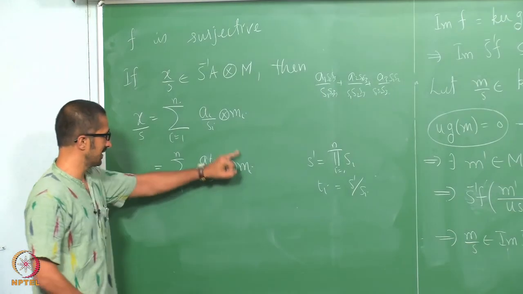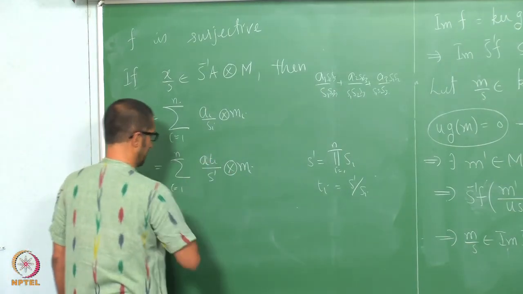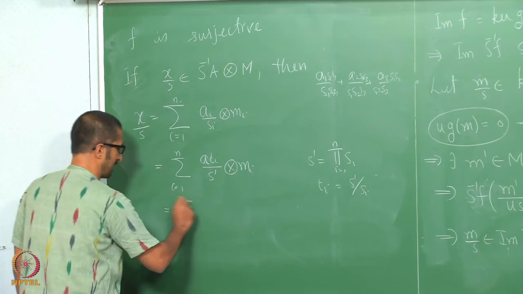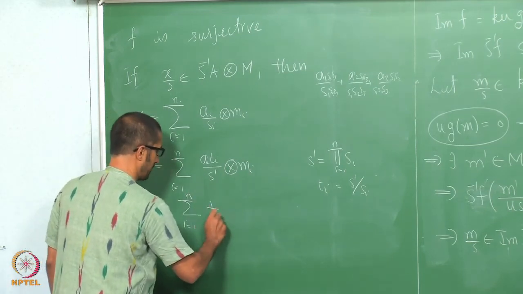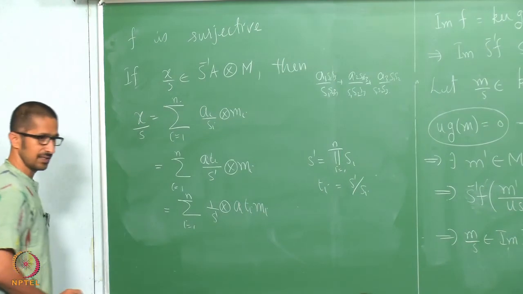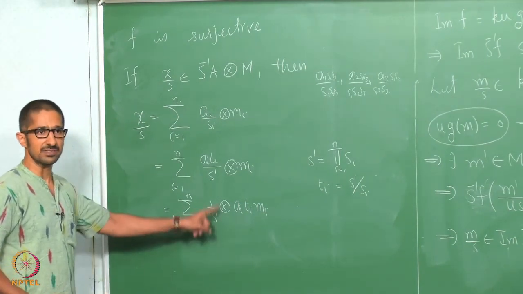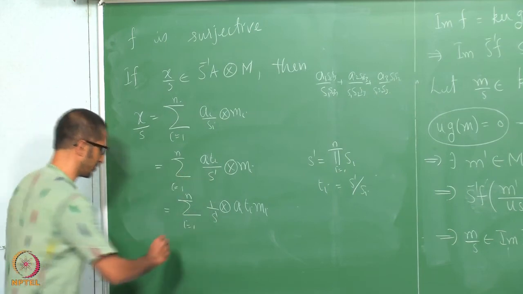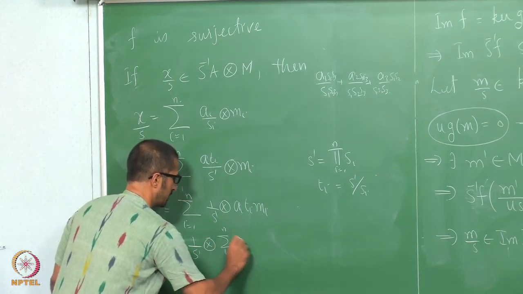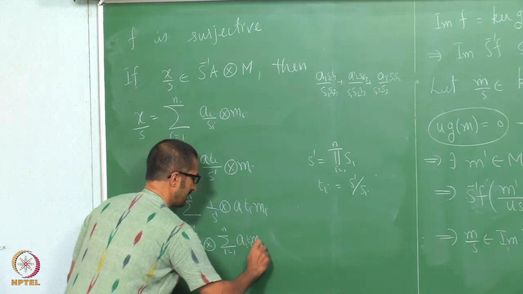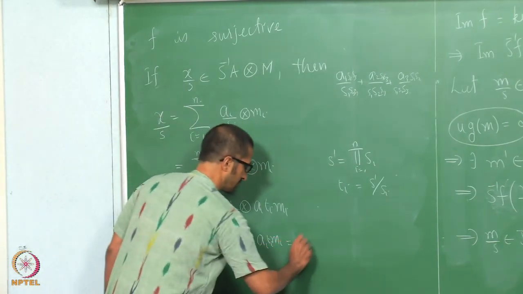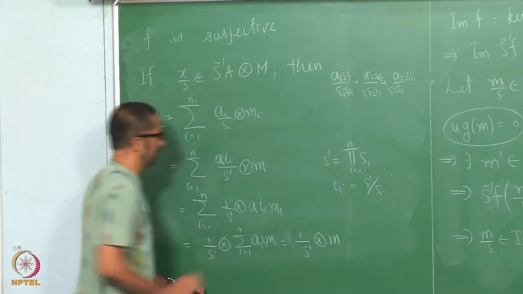So, this becomes an element of this form, AI. Now, this I can take to the other side. This is the same as summation I from 1 to n, 1 by S prime tensor AI TI MI. But here 1 by S prime is the same for all summation. So, this I can write as 1 by S prime tensor summation I from 1 to n AI TI MI. So, this is some m.